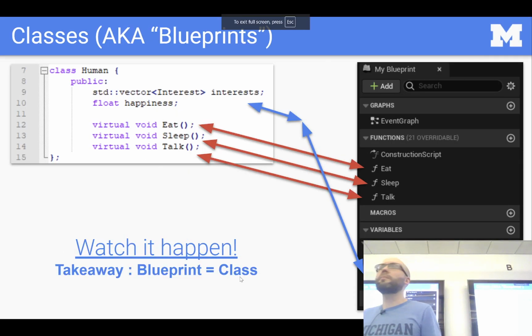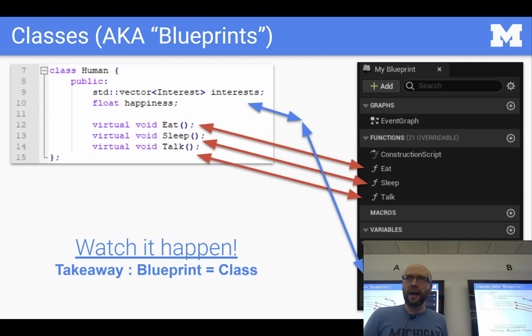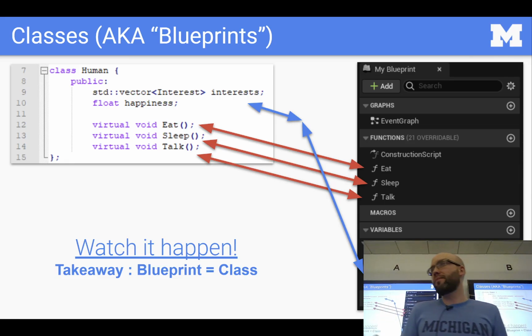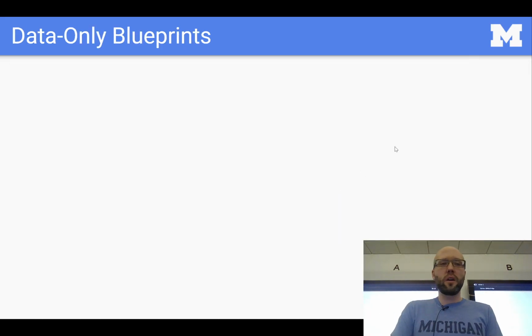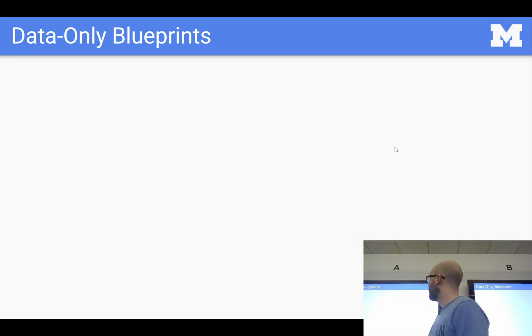The main takeaway, the main tangent here is that blueprints are classes, okay? And if you're used to using classes in other languages, this will make your programming experience much, much nicer, all right? So there is such a thing as a data-only blueprint, okay?